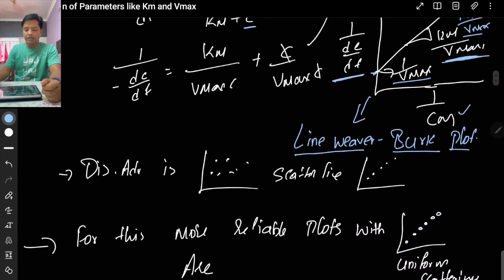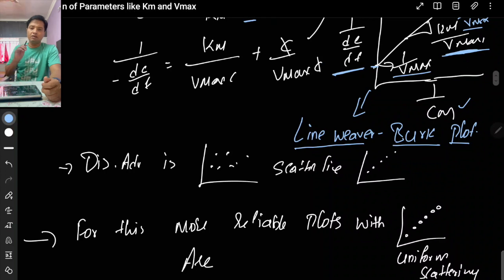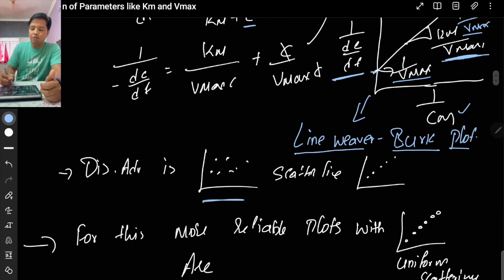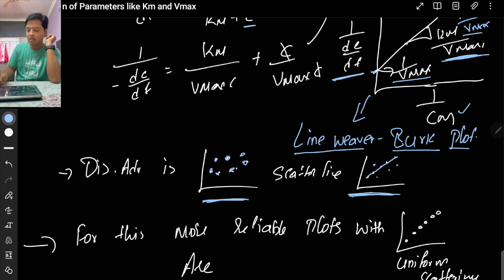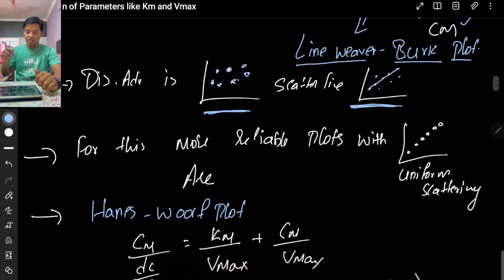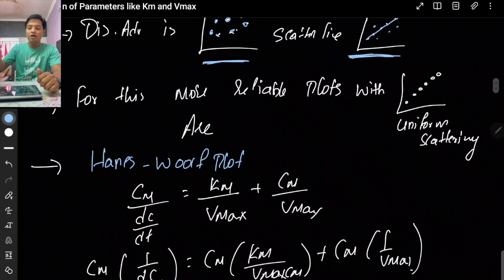Okay, so what is the disadvantage of the Lineweaver-Burk plot? This plot is very scattered. Scattered means you get values all around, like this. We don't want that. We want the values to be linear. Even if they scatter, some values should be linear like this. If you have linear values, you can plot the graph. I want linear values. For that, we use more reliable plots.